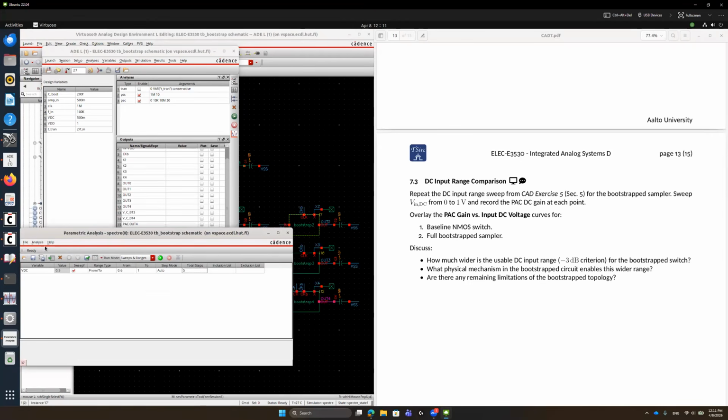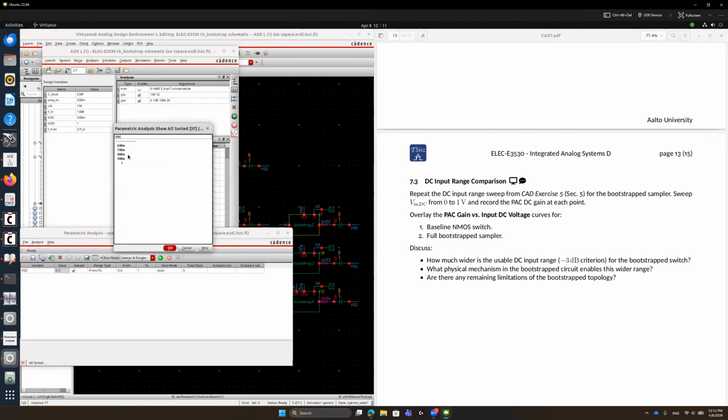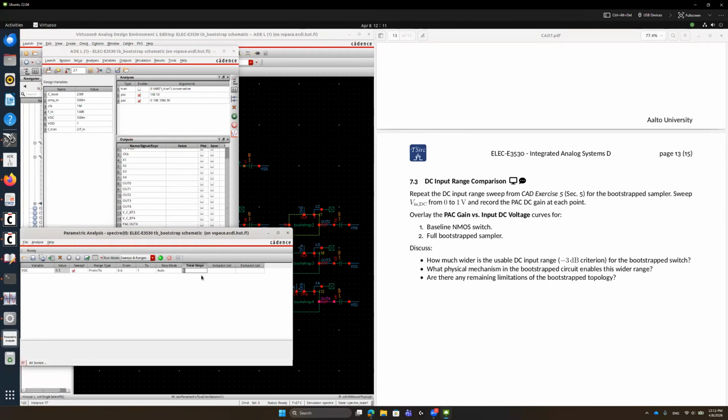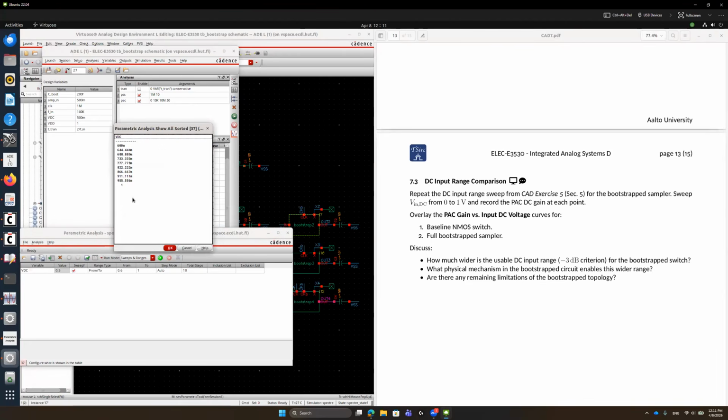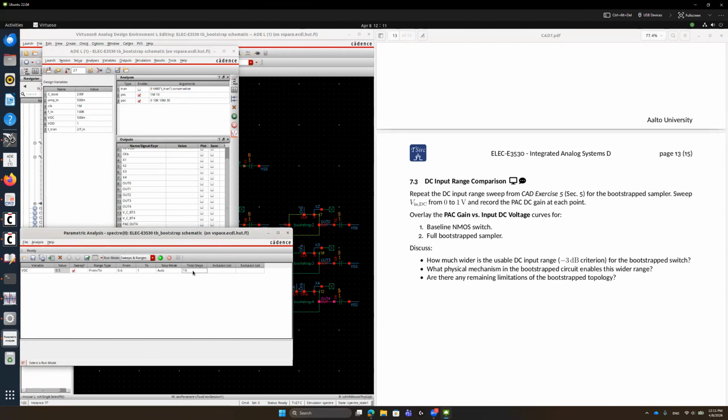If I sweep 5 steps, then yeah, it will show this way. Or if I increase by, let's say, twice, then it will sort out like this kind of setup. Let's see.